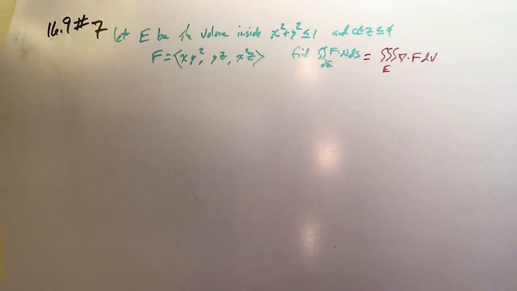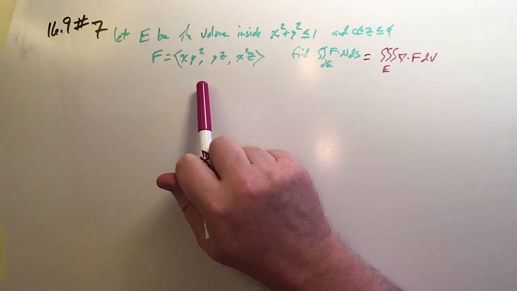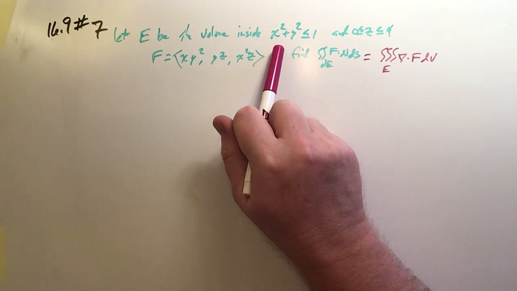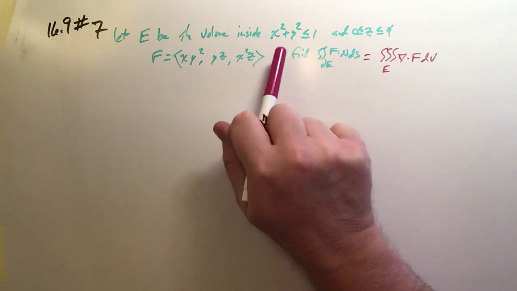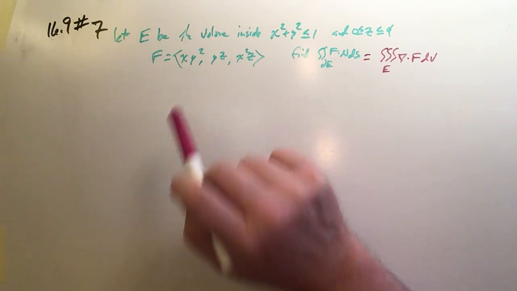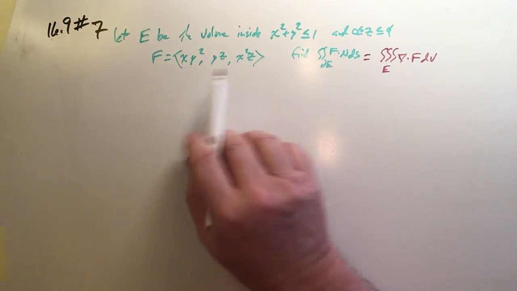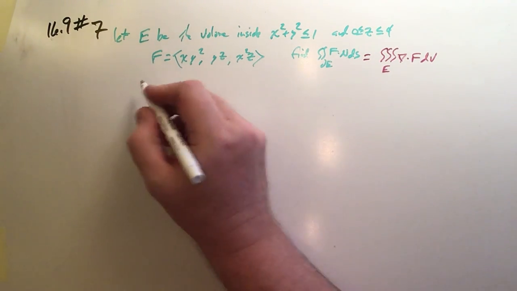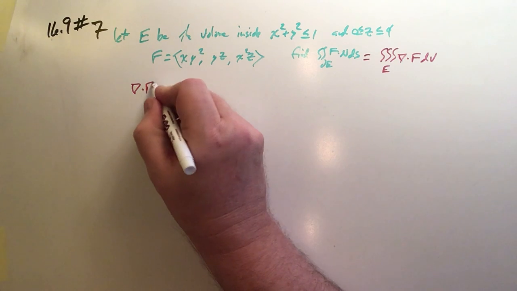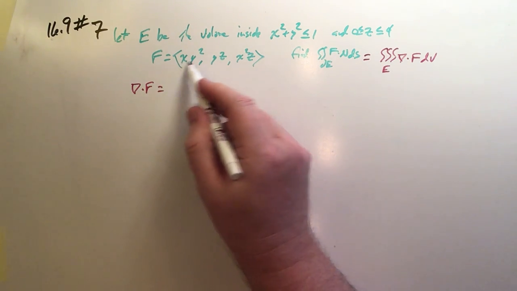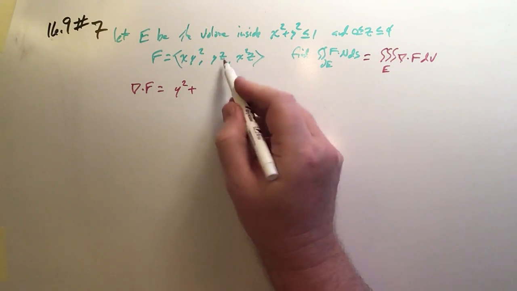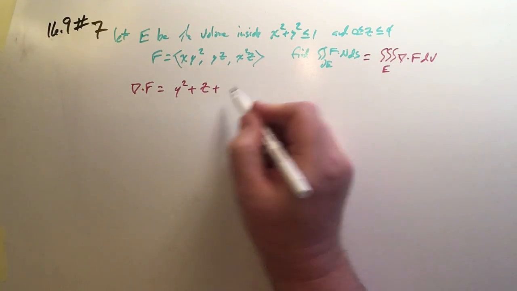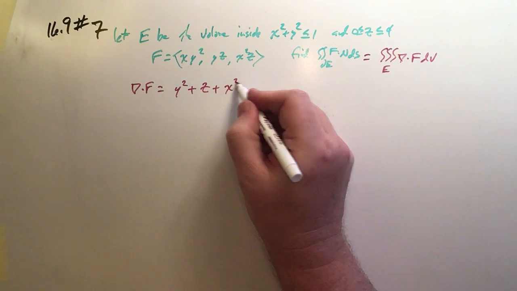Okay. Well, in this case, we're definitely going to use cylindrical coordinates because the geometry of the problem just kind of demands that we do. So first we need to find the divergence here. The divergence of F is going to be equal to the partial with respect to x, which is y squared, the partial with respect to y, which is z, and the partial with respect to z, which is x squared.